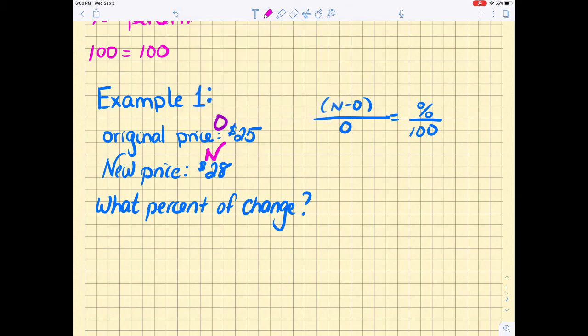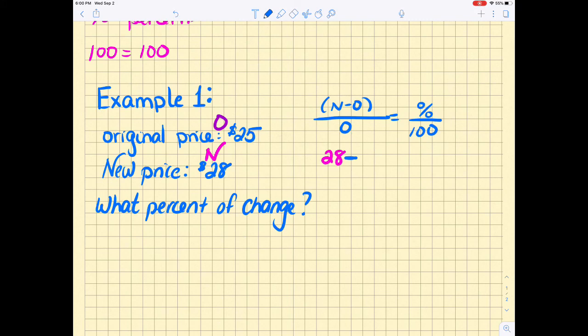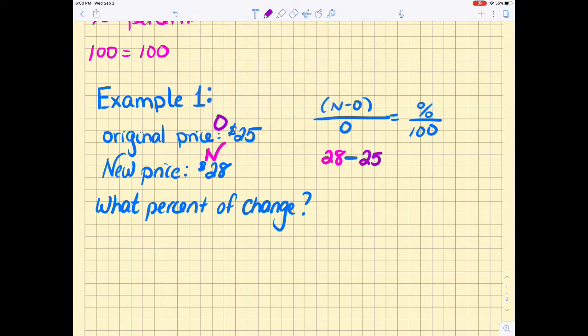Okay? So I'm going to put in my new price of $28. I'm going to subtract the original or the old price of $25. And that $25 also goes in the denominator. Don't forget those parentheses. That's going to be important. So I'm going to put those parentheses that were originally in the formula. And on the other side, there's the 100. The only thing we don't have is the percent, and that's what we're looking for. So that's where I'm going to put my x.